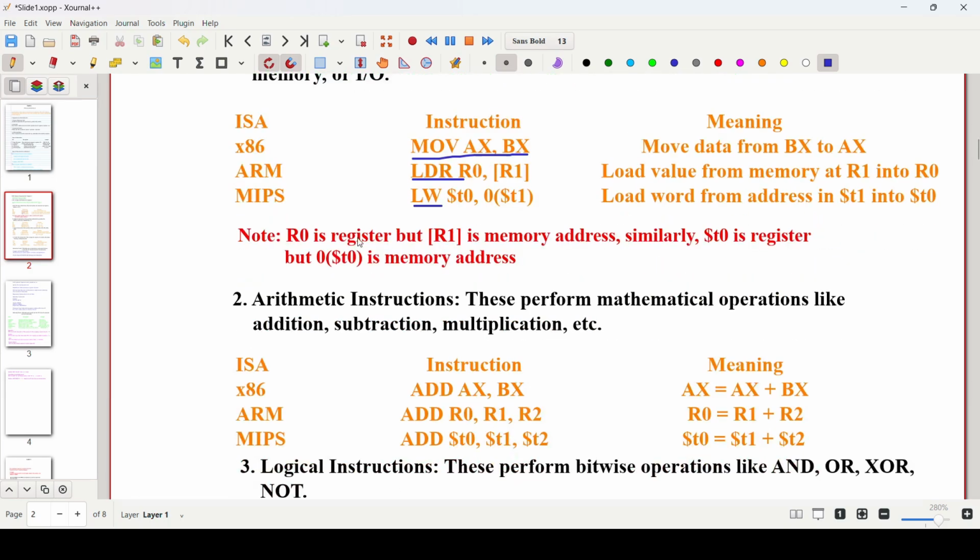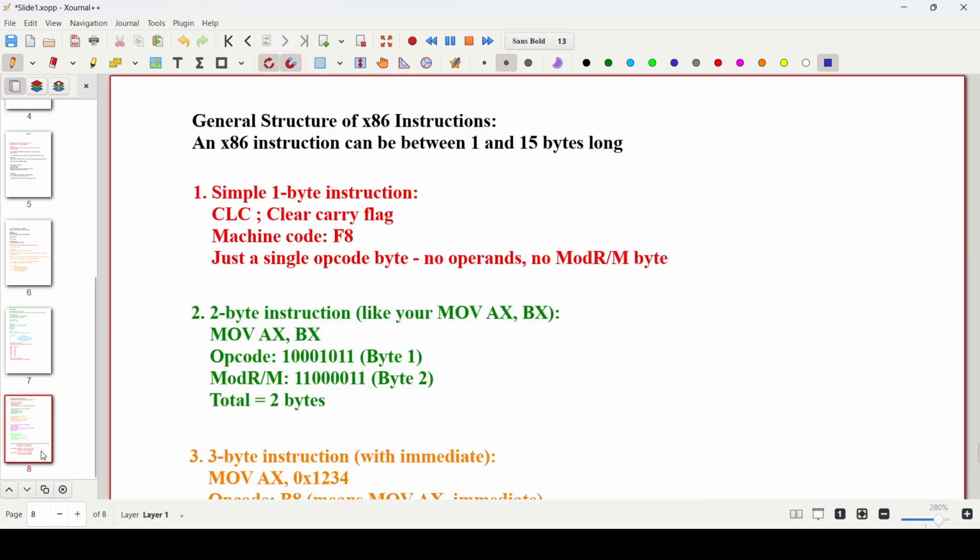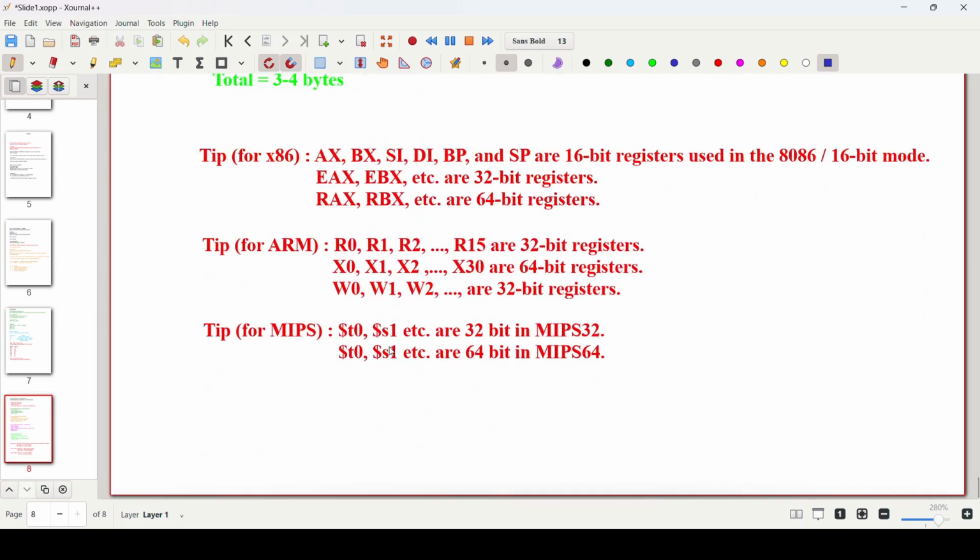Okay, let me show you a brief about it. So here you can see tips. I have written 3 tips for you. For x86 architecture, we use AX, BX, SI, DI. All you can see here. These are the 16-bit registers used in this mode. And EAX, EDX are the 32-bit registers. RAX and RBX are 64-bit registers.